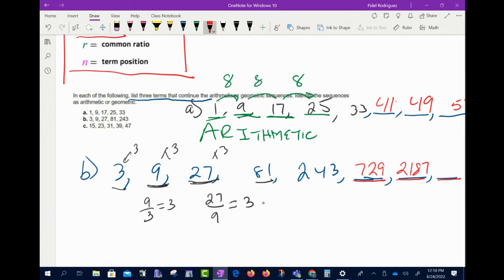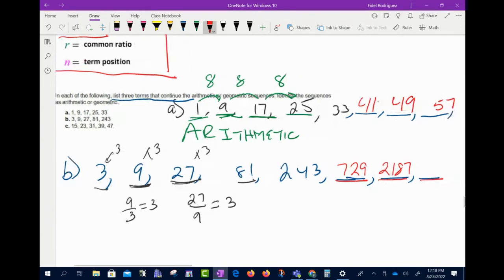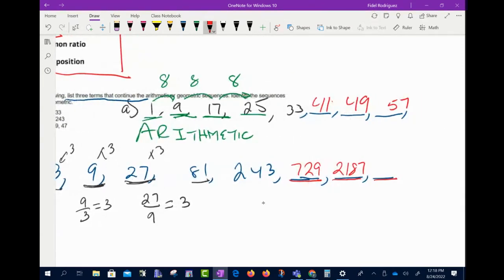2187? Okay, and then one more? 2187 times 3, something going to end in a 1? 6,000, I'm sorry. 5,661? Like that? Okay, there we go. And we know that this one here, y'all, is geometric, right? All right. So again, that's the difference between arithmetic and geometric sequences.